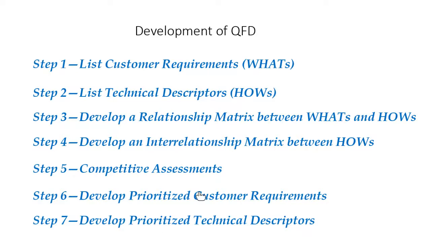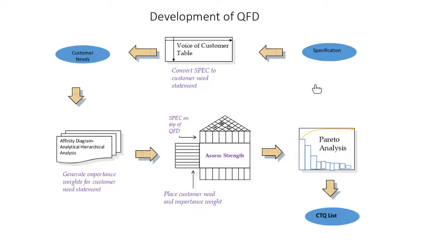So here is why you need to develop the prioritizing for the customer requirements as well as for the technical specification. The steps start with collecting the specification from the customer. Then we call this the voice of the customer, and convert the specification to customer needs statement. So you need to be specific about those needs, and those customer needs have to be also categorized using many tools. One of them is Affinity Diagram that we will learn about today, or any other analytical hierarchical analysis tool. Affinity Diagram is one of the tools also.